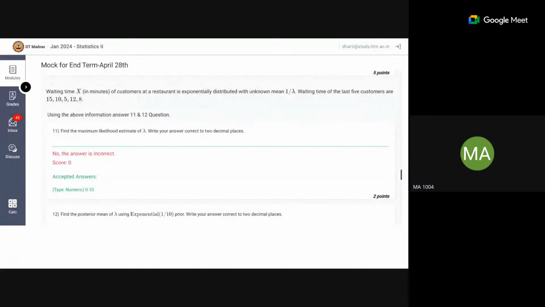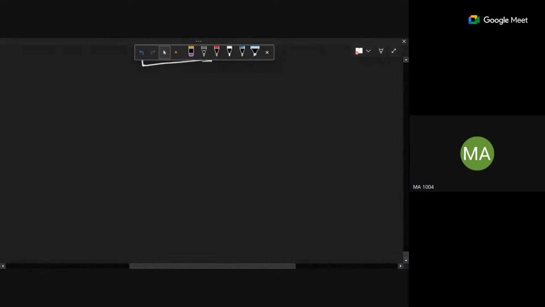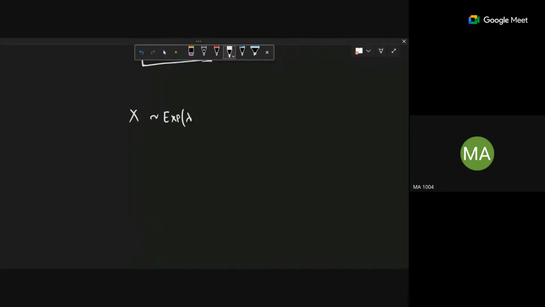Again, MLE estimator. In MLE estimator, what we do? We just have our likelihood function as the product of the densities, right? So what information is given to us? That X is distributed exponentially with parameter lambda. How do I know that the parameter is lambda instead of 1 by lambda? Mean is 1 by lambda. So the distribution will be lambda times e to the power minus lambda x, for all x greater than 0.